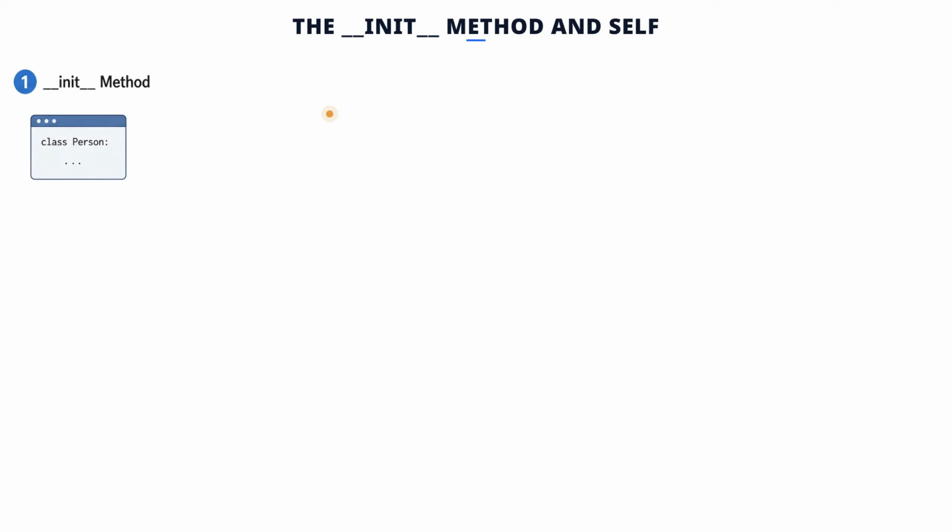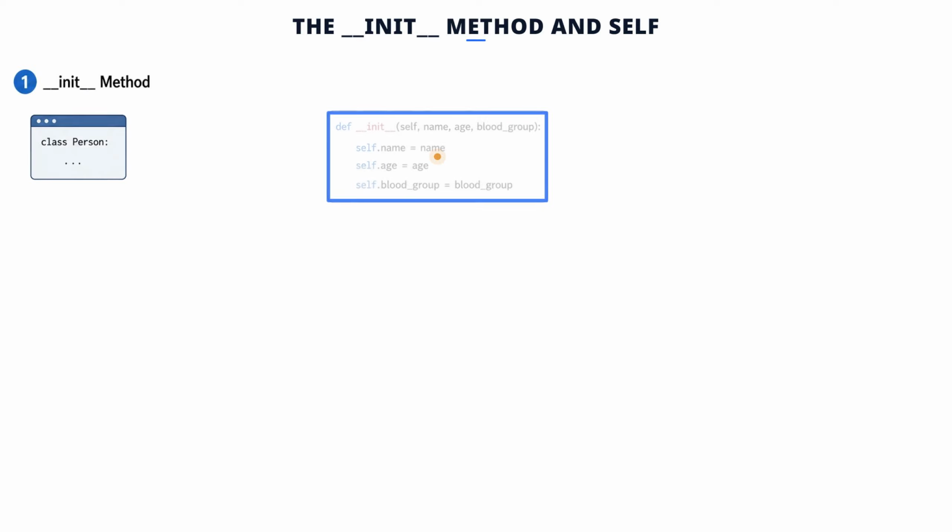The init method is the mechanism that allows every individual object to possess its own unique data the moment it is created. While objects are independent, they require a structured way to initialize their specific information. In Python, init is a special method that executes automatically at the exact moment a new object is instantiated.